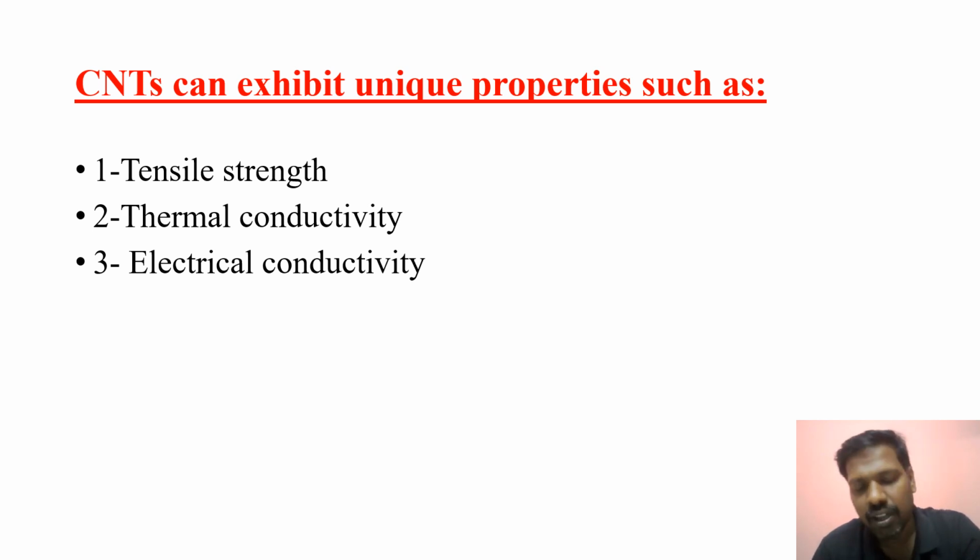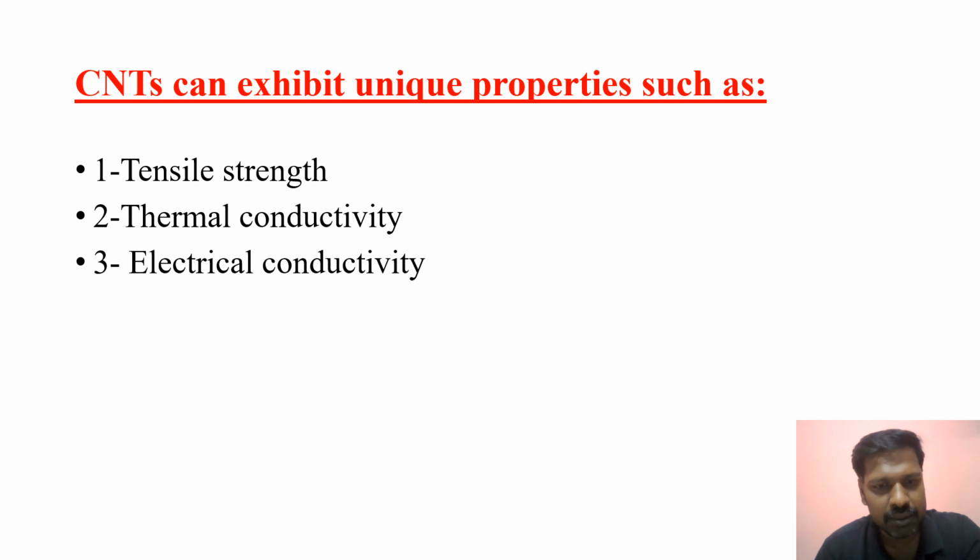Likewise, double-wall carbon nanotubes consist of two concentric nanotubes. They combine the advantages of both single-wall and multi-wall nanotubes. They are more stable than single-wall carbon nanotubes and still maintain good electrical properties.